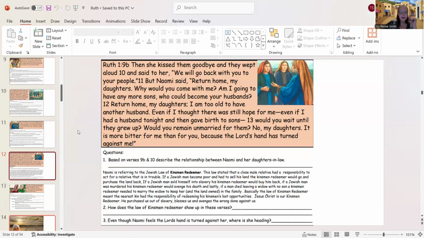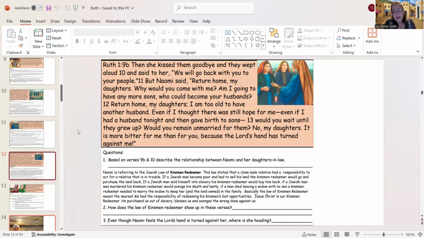How does the law of kinsman redeemer show up in these verses? Basically, Naomi is going to the concept of if she had sons, they would first have to marry these ladies. And that's just illogical. These ladies are older and they would have to wait 15 years before her sons grew up. Even if she was married that day, she's just saying this is not logical.